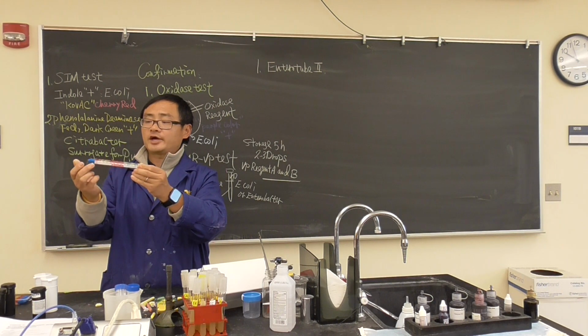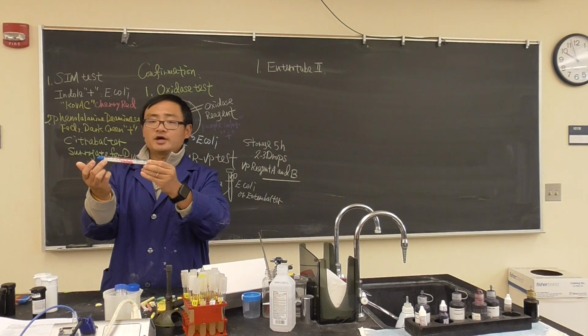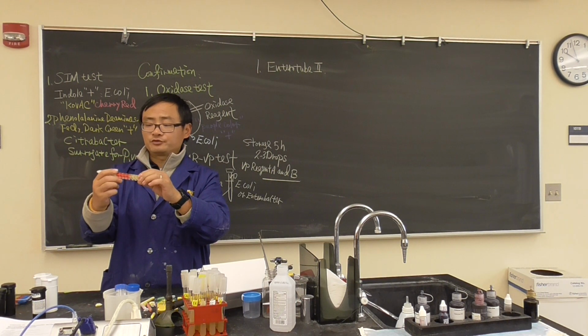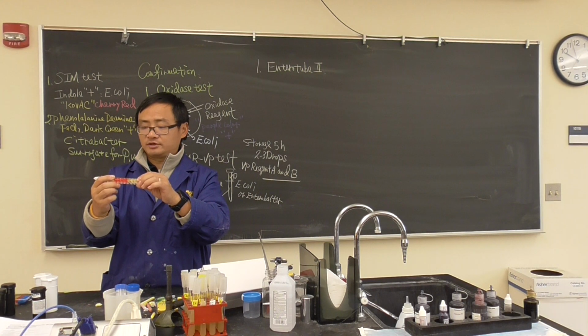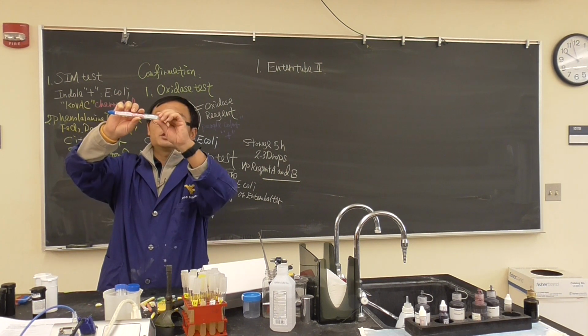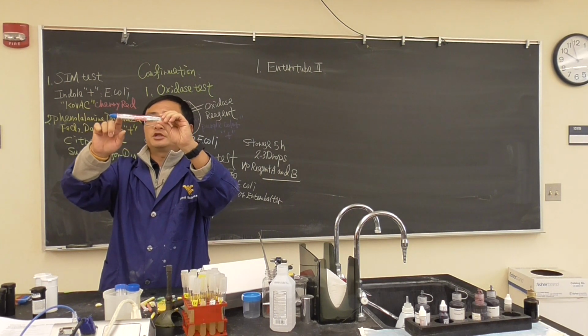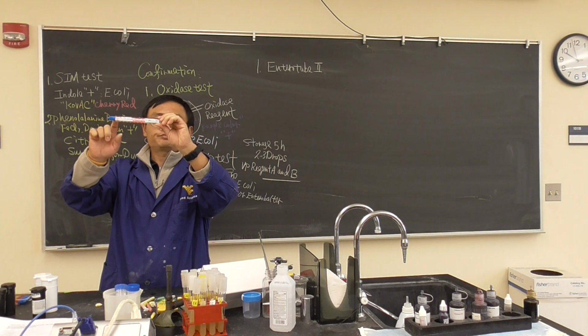So you see these wells, and every well contains different reagents. If you read, they are labeled glucose, lysine, ornithine, sulfide, indole, adenosine, lactose, arabinose, sorbitol, VP, phenylalanine, urea, and citrate. So all these substrates are already in the wells.